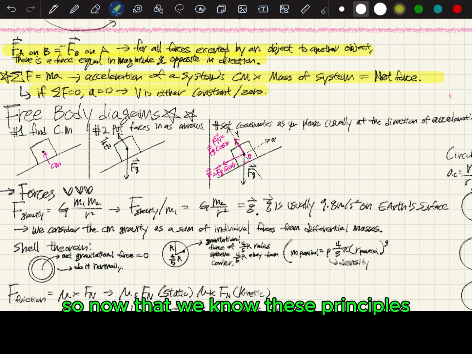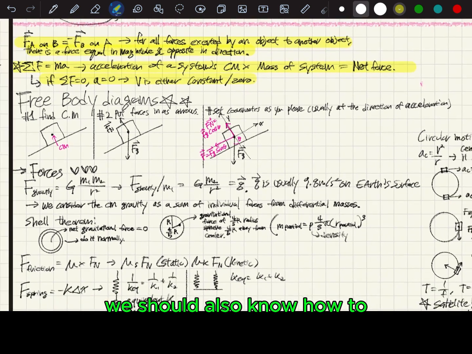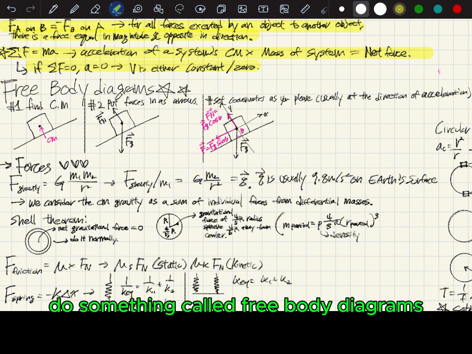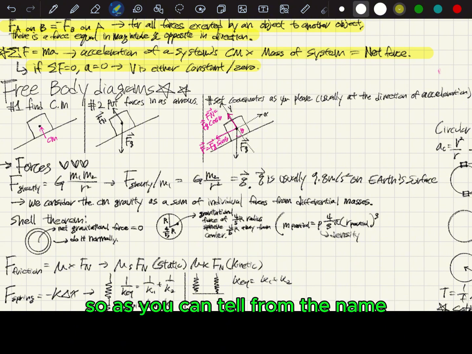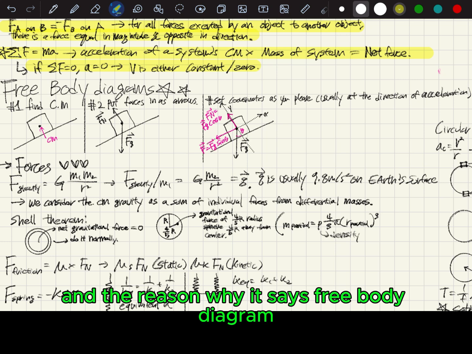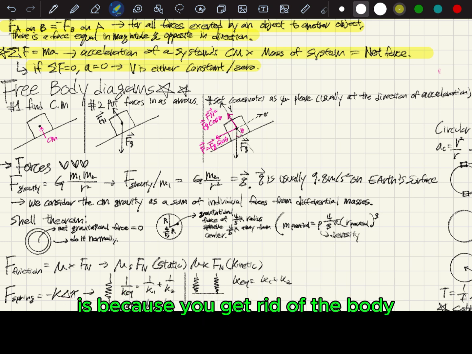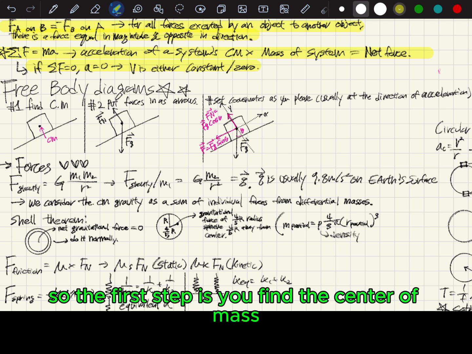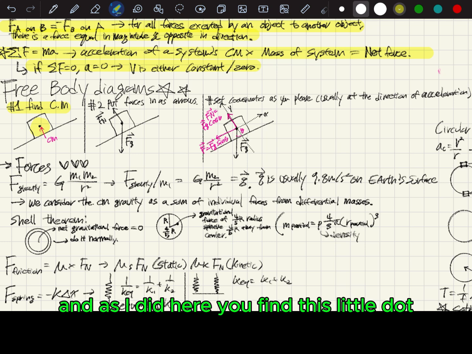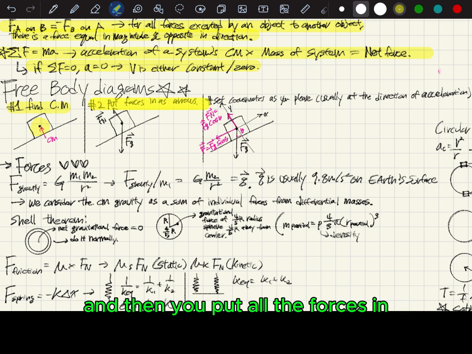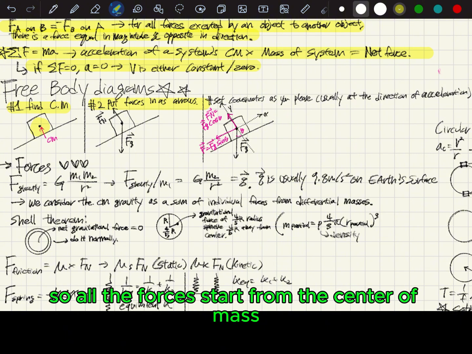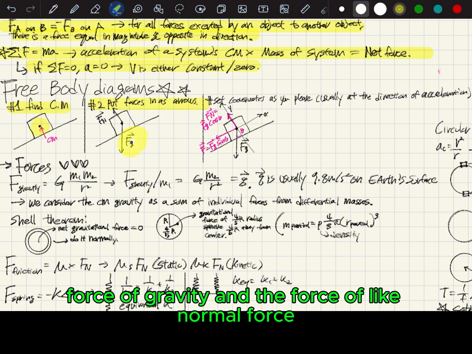So now that we know these principles, we should also know how to do something called free body diagrams. As you can tell from the name, it's a diagram. And the reason why it says free body diagram is because you get rid of the body. You just use the center of mass. So the first step is you find the center of mass, and as I did here, you find this little dot. And then you put all the forces in as arrows to the center of mass. So all the forces start from the center of mass. As you can see, force of gravity and the force of like normal force.